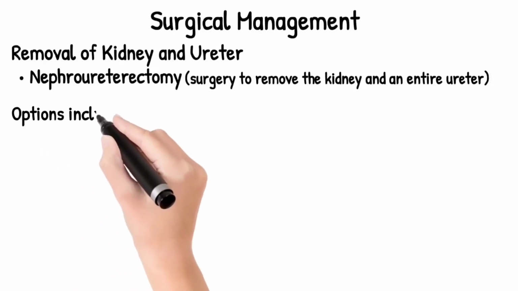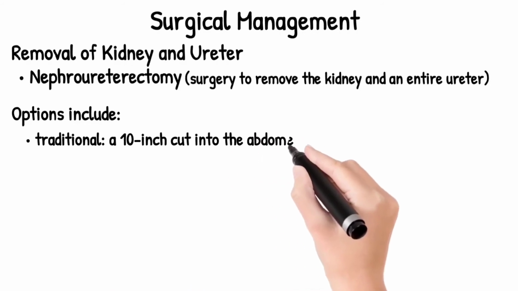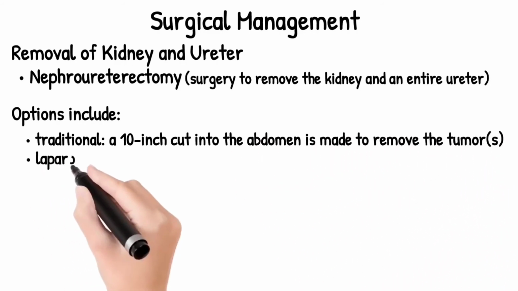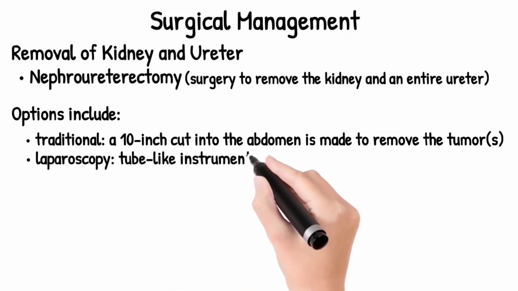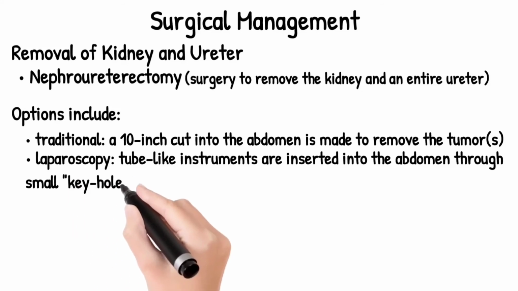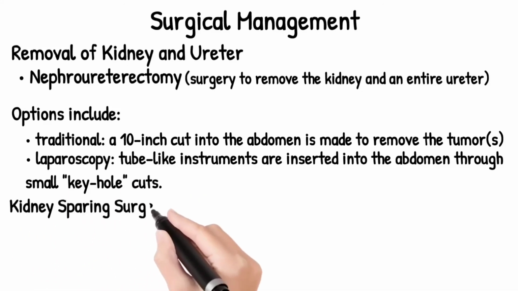Options include the traditional approach, where a 10-inch cut into the abdomen is made to remove the tumors. The laparoscopy, where tube-like instruments are inserted into the abdomen through small keyhole cuts. So next is kidney sparing surgery.